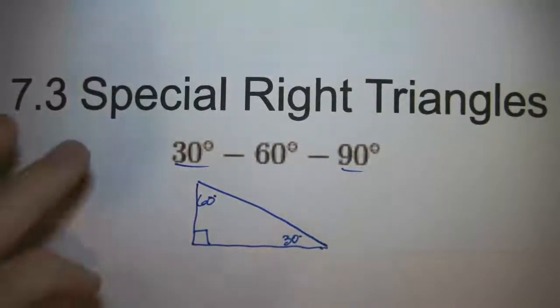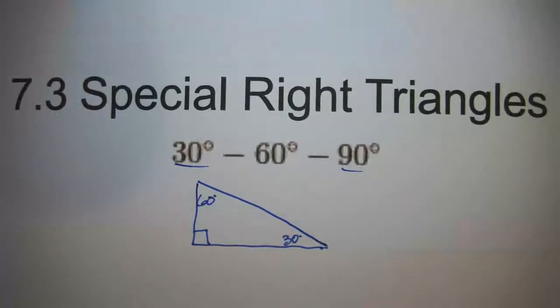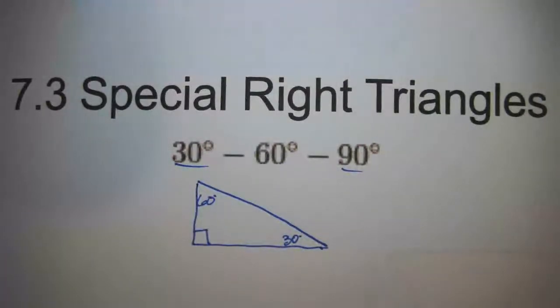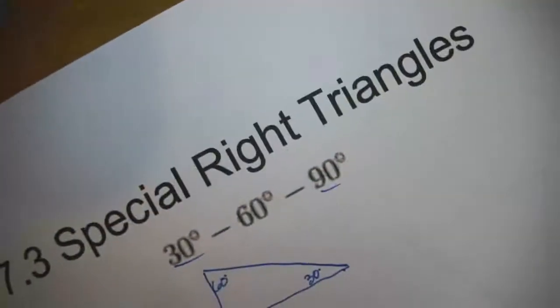And again, we'll be using special right triangles to help us get away from the Pythagorean theorem and use other means of finding what we need, whether it be certain side lengths or even certain angle measures. That way we're not relying on the Pythagorean theorem all the time. So let's take a look.